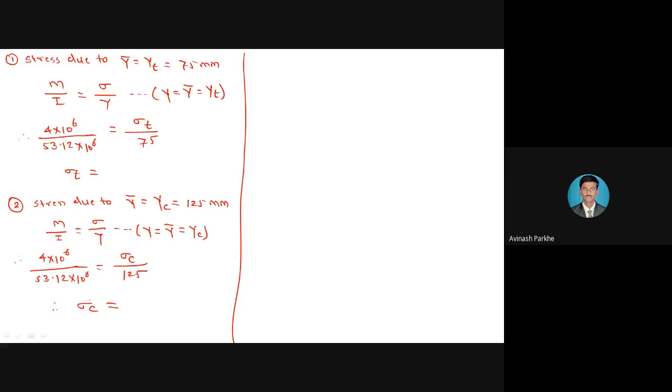So tell me the value of sigma t. 5.64 Newton per mm square. This is sigma t. Please check your answer. This is the tensile stress, or tensile bending stress. Sigma c is 9.41 Newton per mm square.